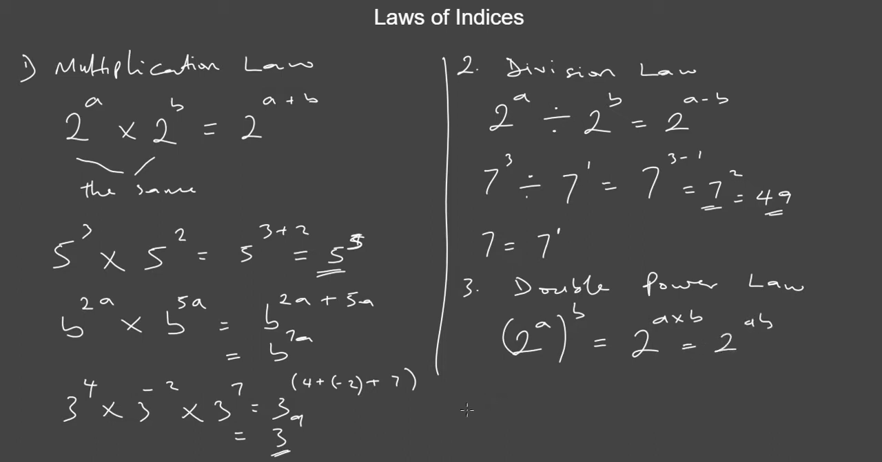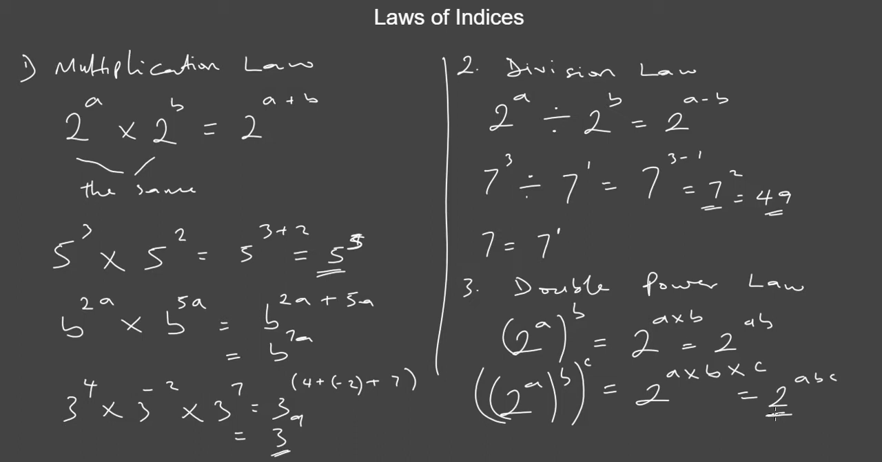So what if I have a lot of powers? Let's say I have something like 2 raised to the power of a, raised to the power of b, and everything raised to the power of c. How do you deal with this? The same principle. You just have 2 raised to the power of a times b times c, and that gives you 2 raised to the power of abc. So this is the double power law. If you have a lot of powers stacked on top of themselves, you just multiply the powers.